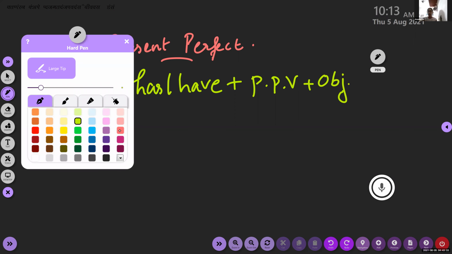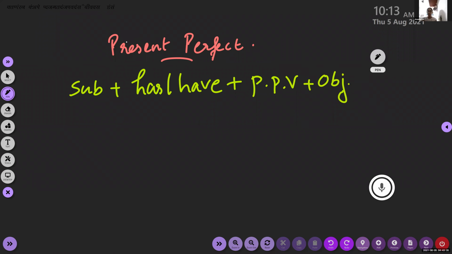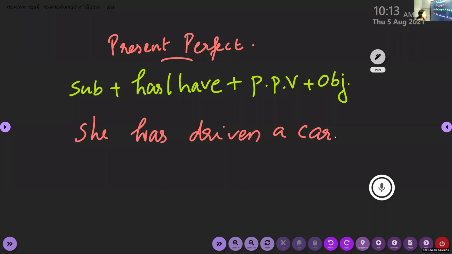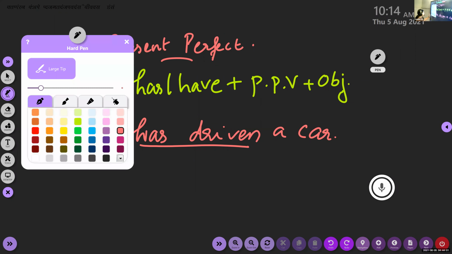She have driven a car. Could you please repeat? She has driven a car. Your finite verb: has driven. Has driven with a plural subject, Avishi.